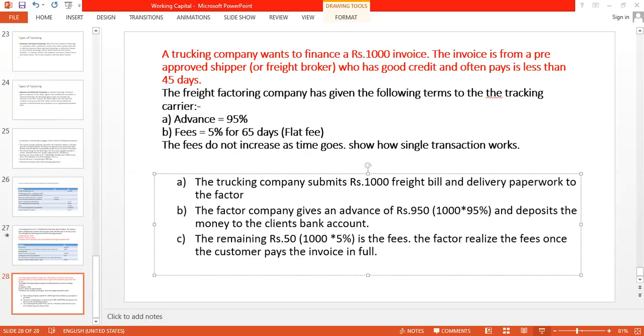And after receiving this invoice payment from the customer within 45 days or up to 65 days, this is the flat fee of 1000 into 5%, that is 50. 50 is the fees. He will realize the fees once the customer pays the invoice in full.